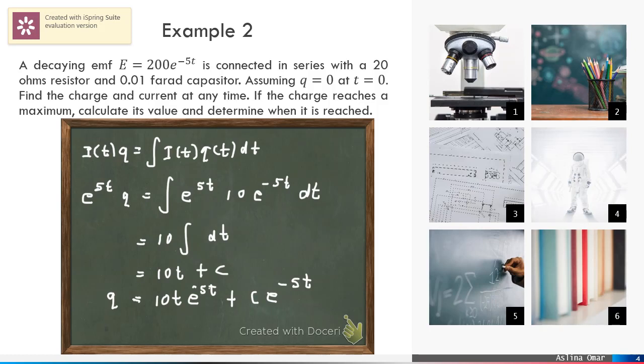Okay. So now, you cari nilai C. Dia bagi when t equals to 0, Q equals to 0. So, ni 0, 0 mati. So, ni 0, ni 0. So, C, 0. Betul? So, dia punya persamaan Q equals to 10t e to power negative 5t. C dia kosong.